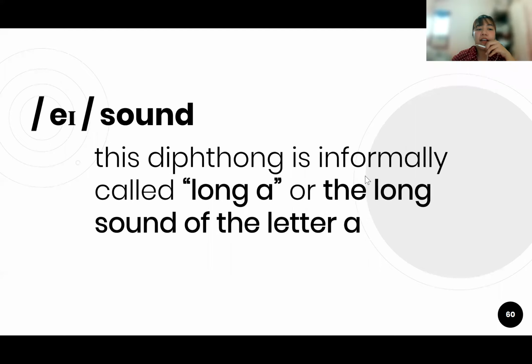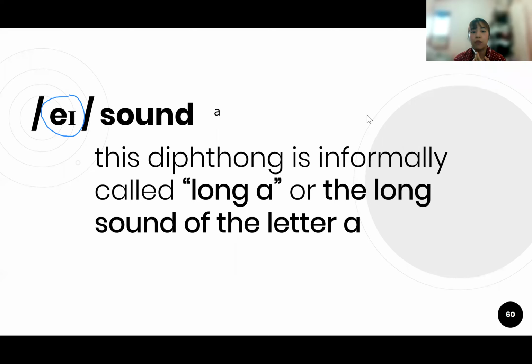Okay. Next, you have your next diphthong sound. So when we combine your small letter E with your barred I, this produces your A. So the sound of this symbol is the same as when you read the letter A. So this diphthong is informally called long A or the long sound of the letter A. So when you read this letter, that is the sound of this symbol.